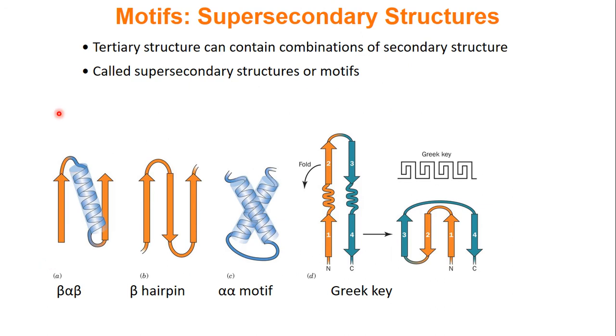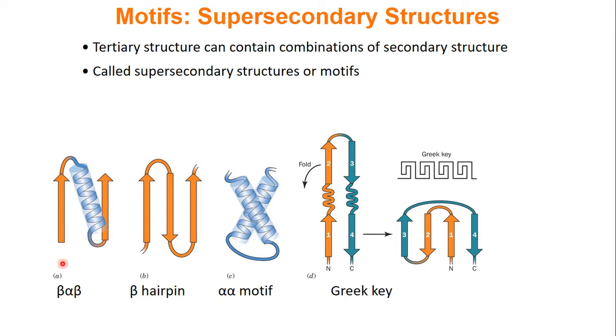Also, from tertiary structures, we have seen that tertiary structures really can be just a combination of secondary structures. And so if we see secondary structures that are repeated over and over and over again, we call them supersecondary structures, or more commonly motifs. So by looking at a lot of proteins, we have some common protein motifs that appear in nature over and over again. One common one being a beta alpha beta.